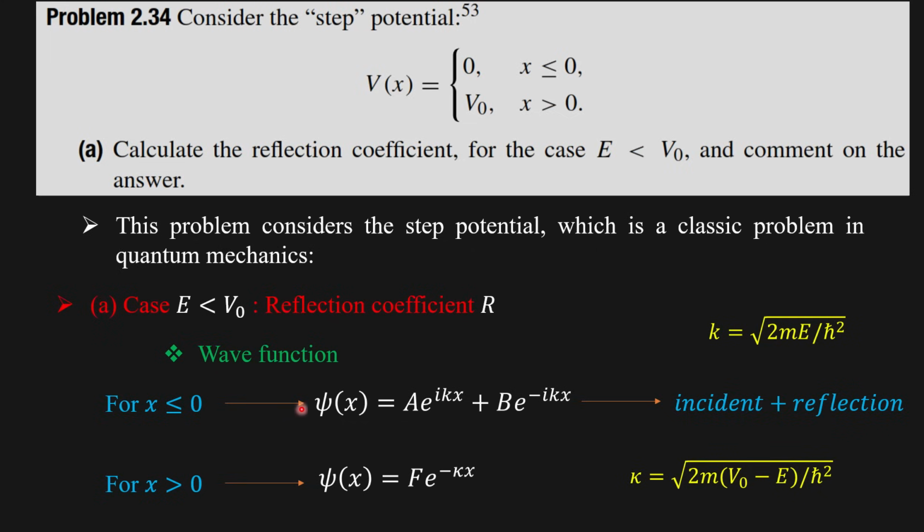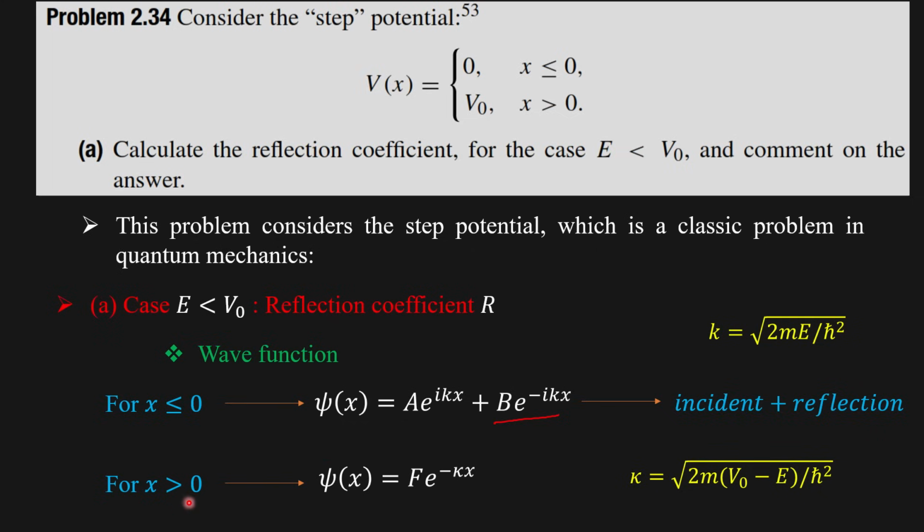The wave function is psi of x equals A e power ikx plus B e power minus ikx, when x is less than or equal to 0. This is oscillatory in nature. The first term is the incident wave, and the second is the reflected wave, where k is equal to the square root of 2mE over h cross squared. Naturally, E is a negative value, so you will get ikx.